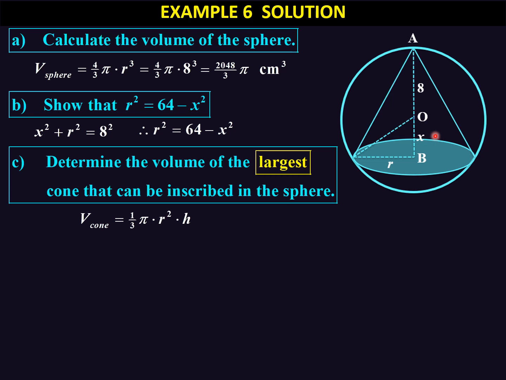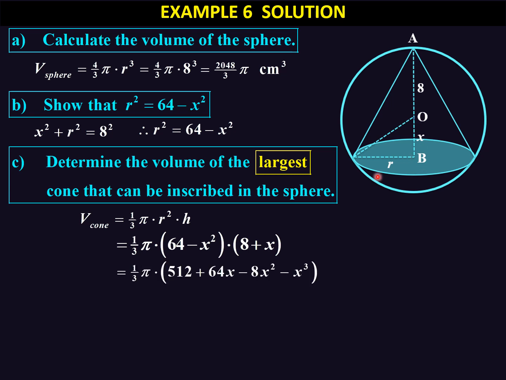So we're going to use the volume of a cone. That's a formula given. You can see we have the R. There's the R, and the H. What is the H measurement? 8 plus X, not 8X, 8 plus X. We expand that, and this is what we get after expanding.